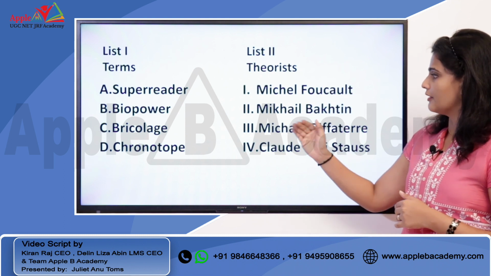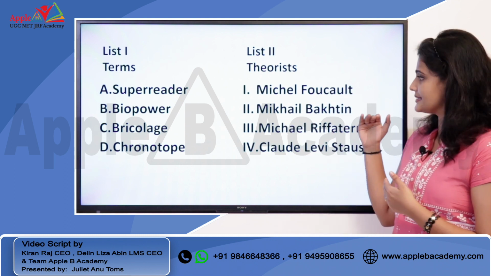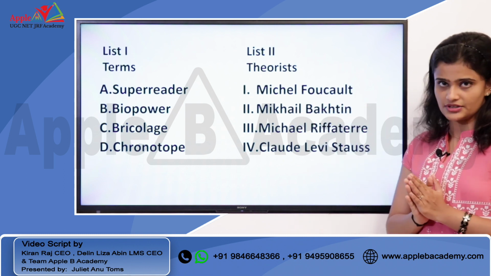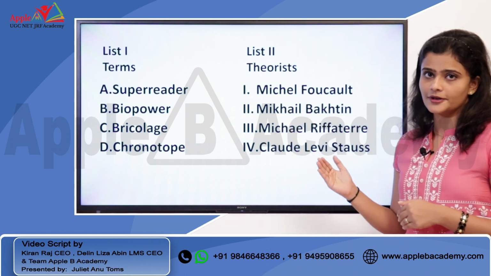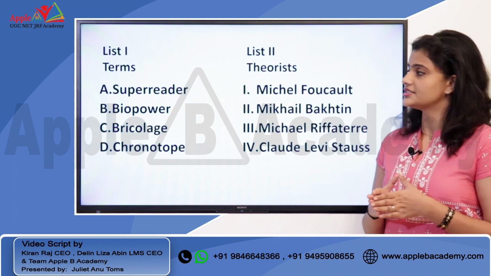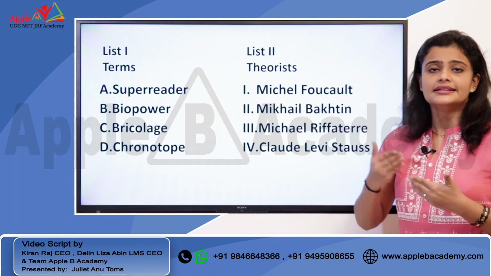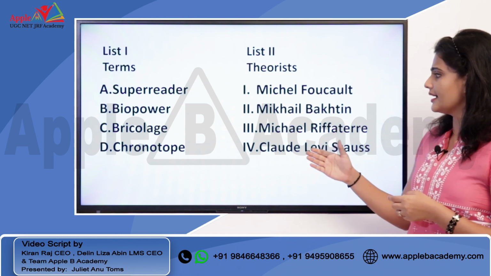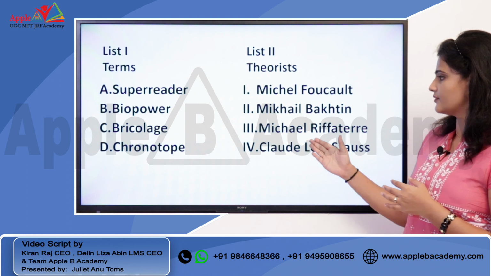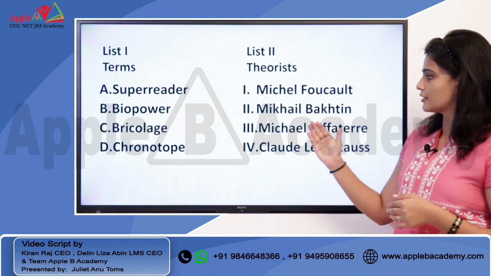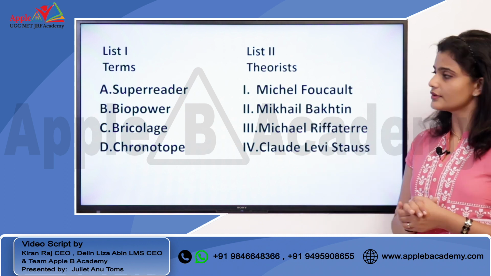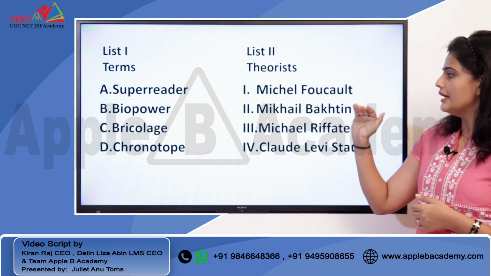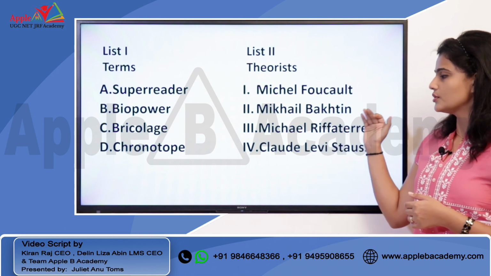Then biopower is associated with Foucault. Biopower and biopolitics are concepts associated with Foucault to explain the different techniques of power. The third one is bricolage. Bricolage can be closely associated with Claude Lévi-Strauss, and chronotope with Mikhail Bakhtin. So we have the answer: super reader Riffaterre, biopower Foucault, bricolage Lévi-Strauss, and chronotope Bakhtin.